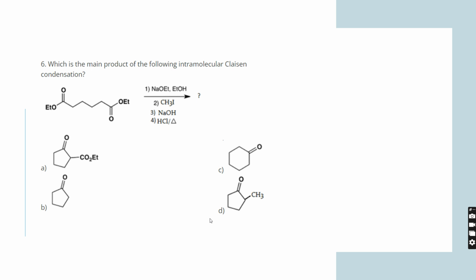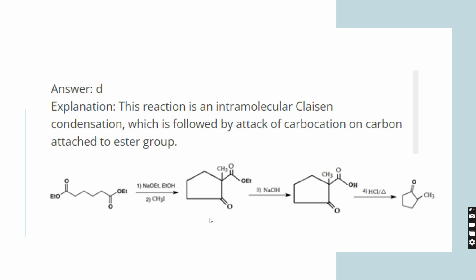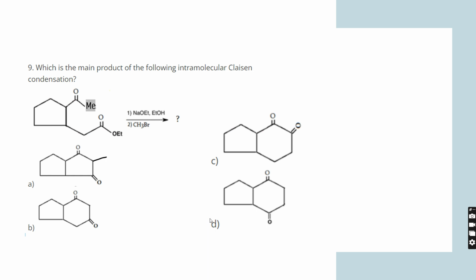I hope these mechanisms are becoming much easier for you now. And let us move to a very similar question. Which is the main product of the following intramolecular Claisen condensation? The substrate itself is a cyclic compound where you have a keto functionality and also an ester functionality. We are treating it with sodium ethoxide in ethanol, and in the second step we are adding the methyl bromide substrate.